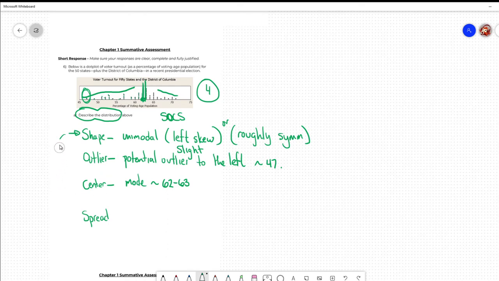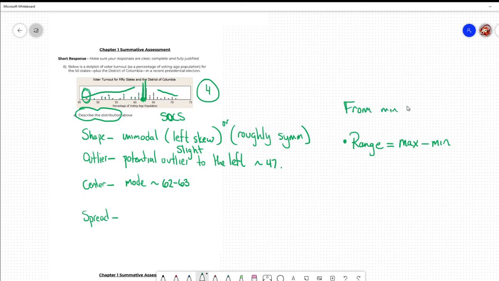Finally, spread. Now here's why I was a little bit lenient, because I did not really get into that much detail with you with regards to spread. But when you say spread, just like with center, you want to give an actual measurement. So remember that when you calculate range, and I'm going to put it over here, range is not you saying from this number to this number. Range is a subtraction. It is the max minus the min. That's what range is.